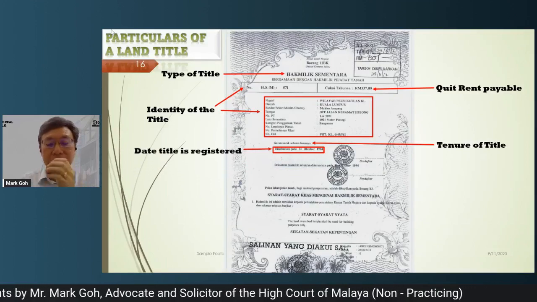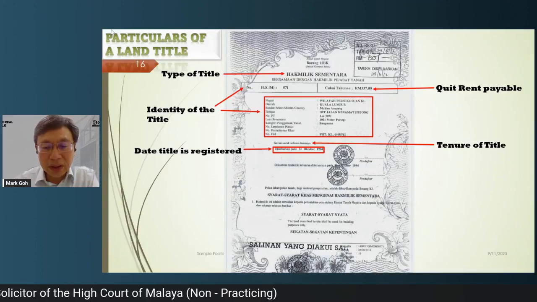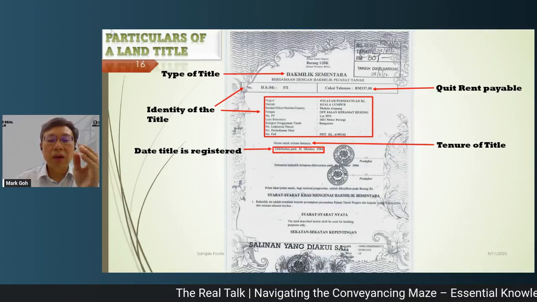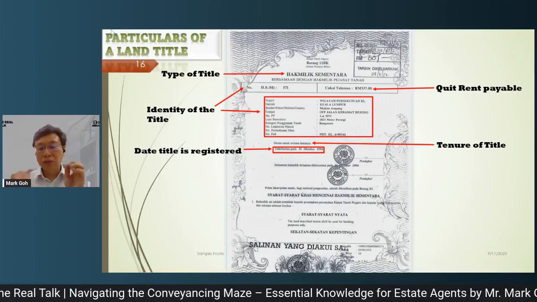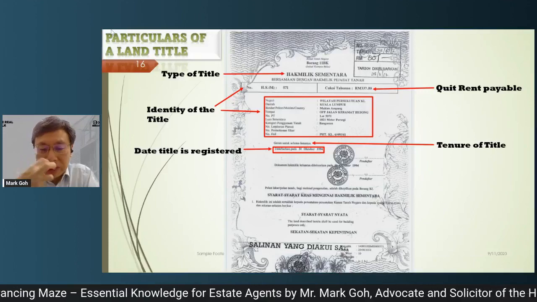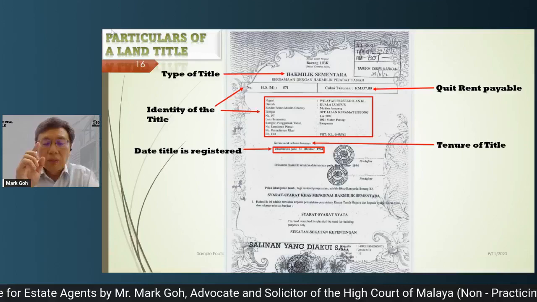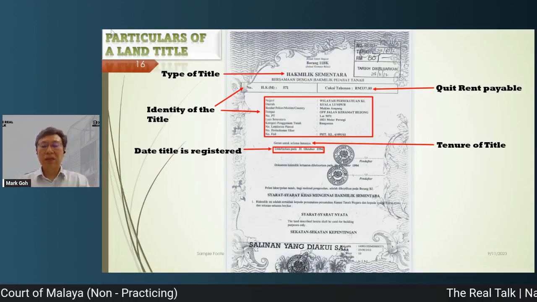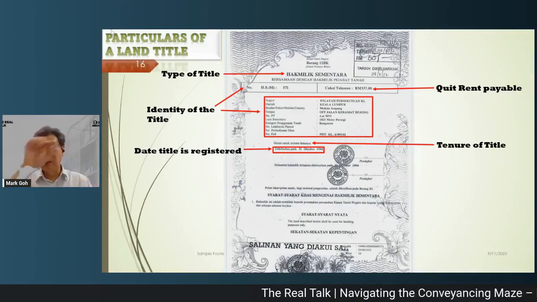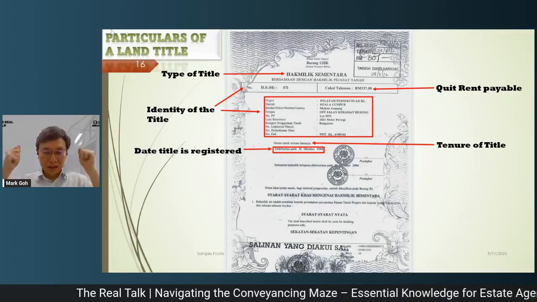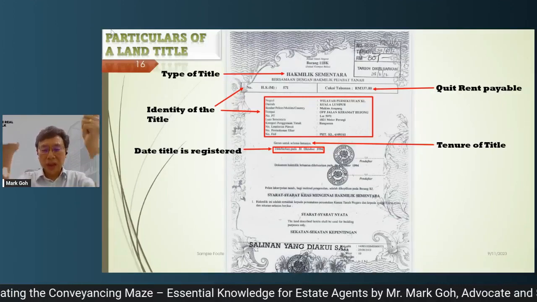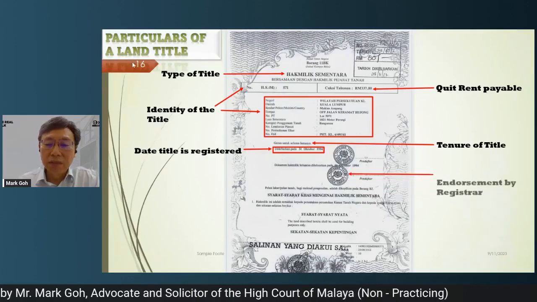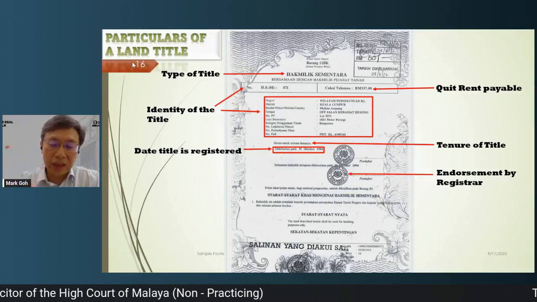Next, you can see this: Daftar. This is the date the title is registered. Why is this important? Because that is the date you become the absolute owner. Prior to that date, you're not the absolute owner. I'm talking about the first owner, when the state creates a title. We call it alienation, when the state gives the land, like when a person is born and given a BC. Your birth certificate states the date you were born. Same here, it's the date the state authority alienates this land to you. Prior to that, you're not the owner. After this, you're the owner. All this is important because this is an endorsement of the registrar, who endorses that this is an original title.